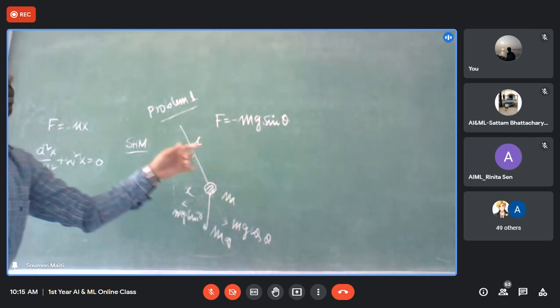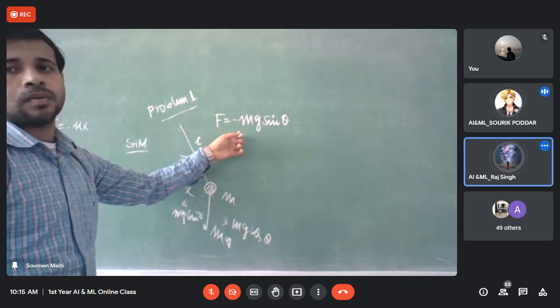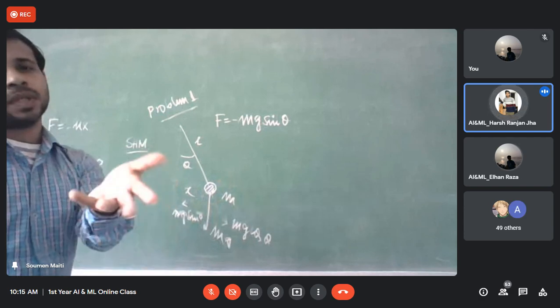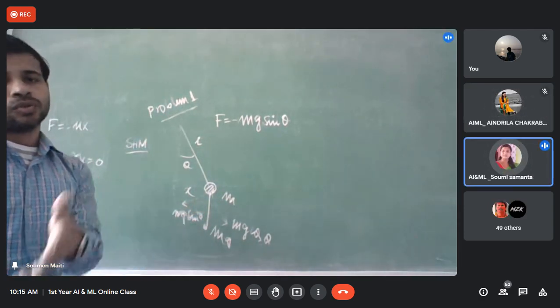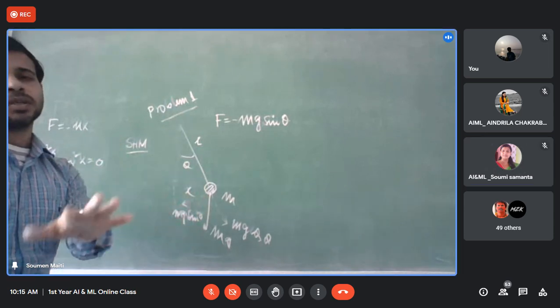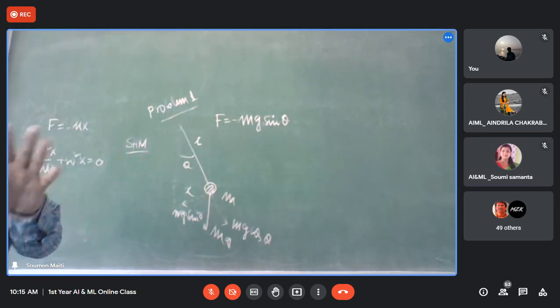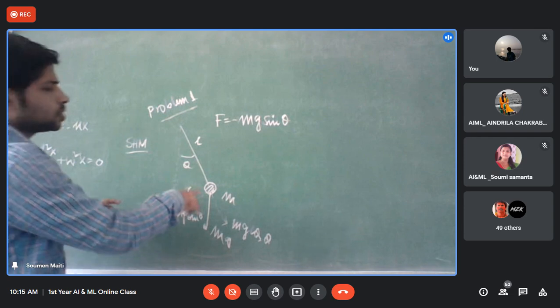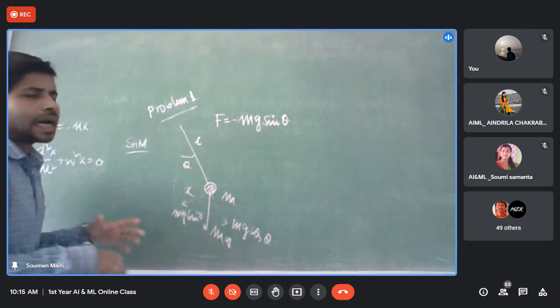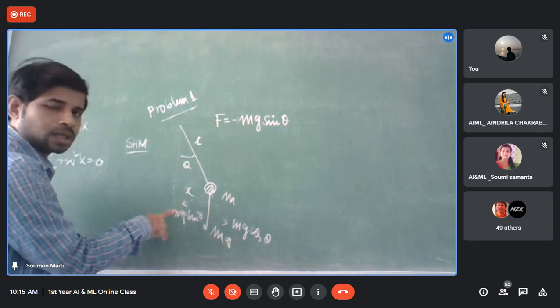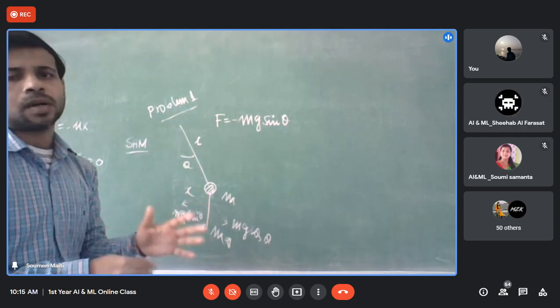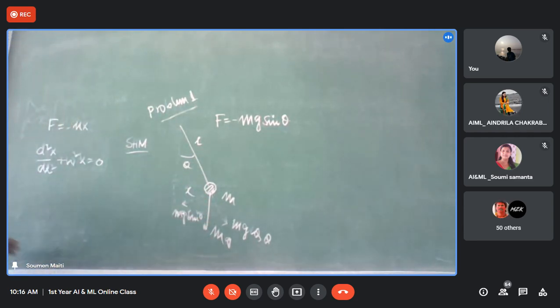Okay, anyone? Why is the negative sign here? Sir, because it is in the opposite direction. Look, opposite direction to each other. So it is obvious that this restoring force tries to bring back the particle to its original position. You have been reading this statement from the very beginning.